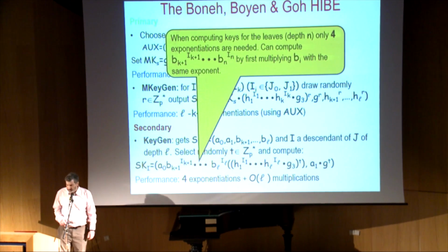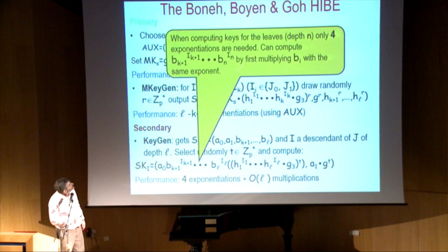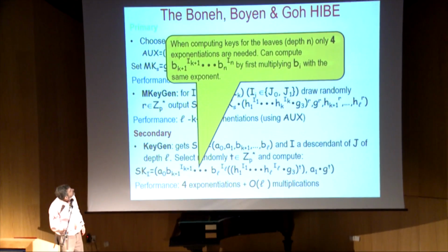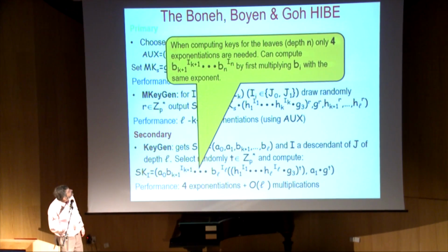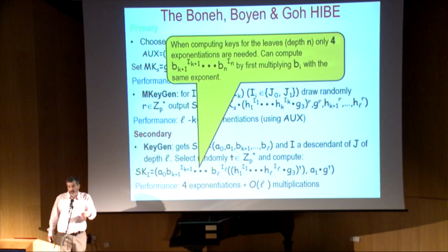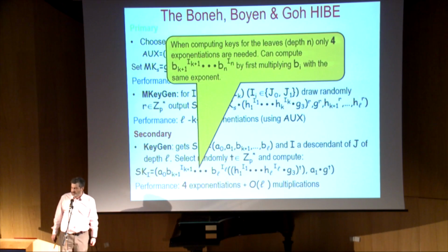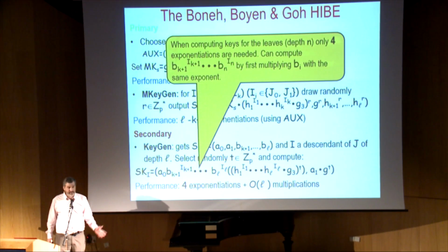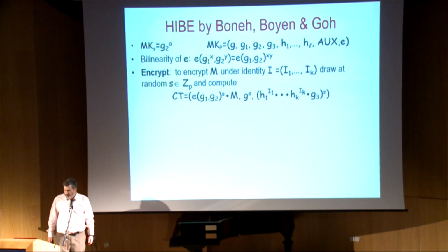And the point is that when computing keys for the leaves of depth L, you need only 4 exponentiations because you can group things. You can first multiply the b's with the same exponent and raise them to the power. You simply rearrange the b's so that all those that correspond to 1 are raised to one exponent, and all those that correspond to 0 are raised to the other exponent. So it's really very simple.